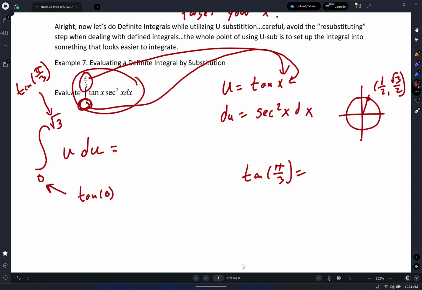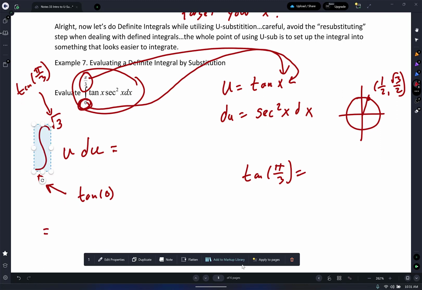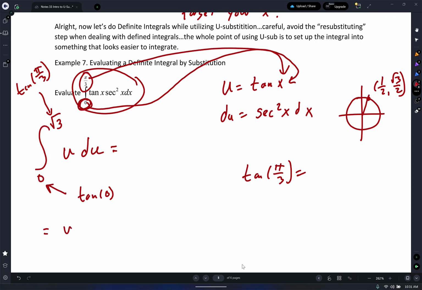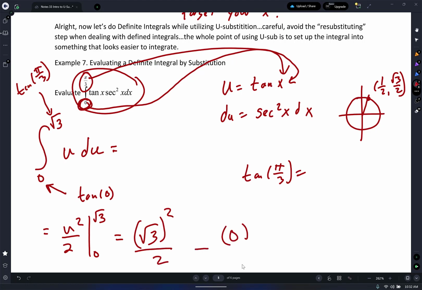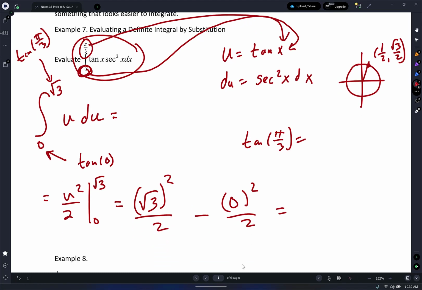So here we go. Antiderivative of u: u squared over 2. Here are my limits. That's my line. So it just means evaluated from 0 to square root of 3. And I'm going to put an equal sign. As soon as you do that, that's correct. I'm doing upper minus lower: square root of 3 squared over 2 minus 0 squared over 2. That 0 squared doesn't do anything anyways. So square root of 3 squared is just 3. So my answer is 3 over 2.